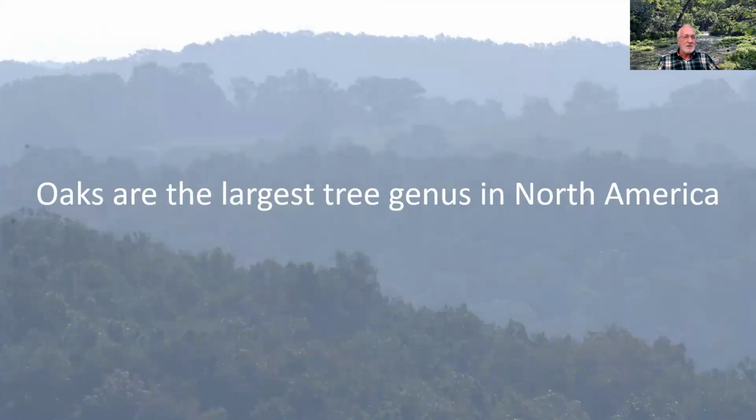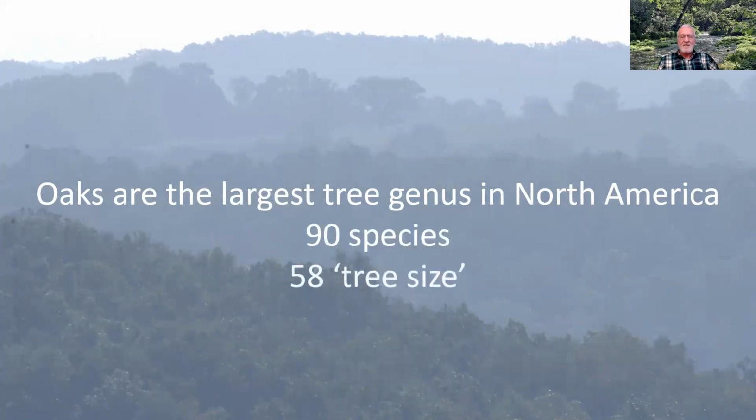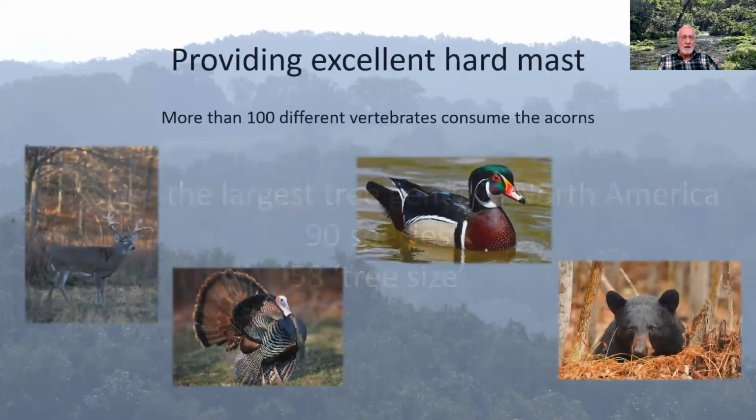Now, oaks are the largest tree genus in North America. It comprises 90 species, and 58 of those are what we call tree size. There are some of the smaller scrub oaks in California, lesser ones in the southeastern United States, but 58 out of the 90 are tree size. And they provide excellent hardmast. Hardmast are acorns. More than 100 different vertebrates consume those acorns, from deer and turkey to wood duck, black bear.